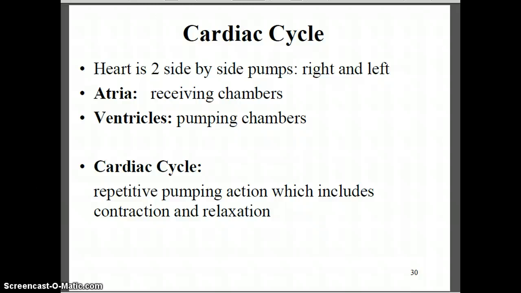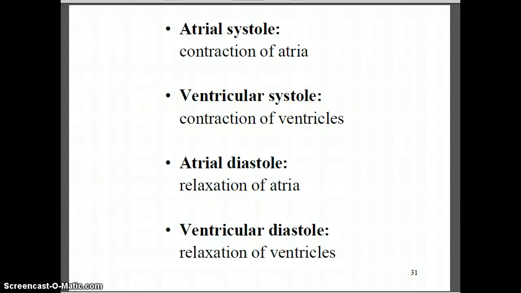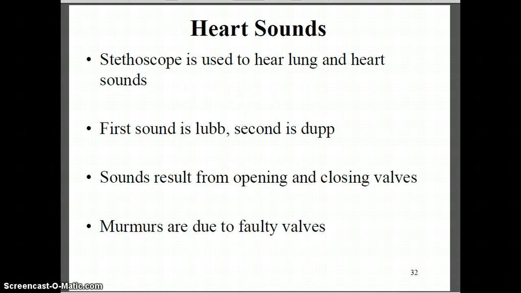I've mentioned this before. The cardiac cycle is the repetitive pumping action which includes contraction and relaxation of the heart muscle. It consists of atrial systole. Systole is contraction. So first atrial systole, contraction of the atria, followed by ventricular systole, contraction of the ventricles. Atrial diastole. Diastole is relaxation of the heart muscle. So relaxation of the atria followed by relaxation of the ventricles.